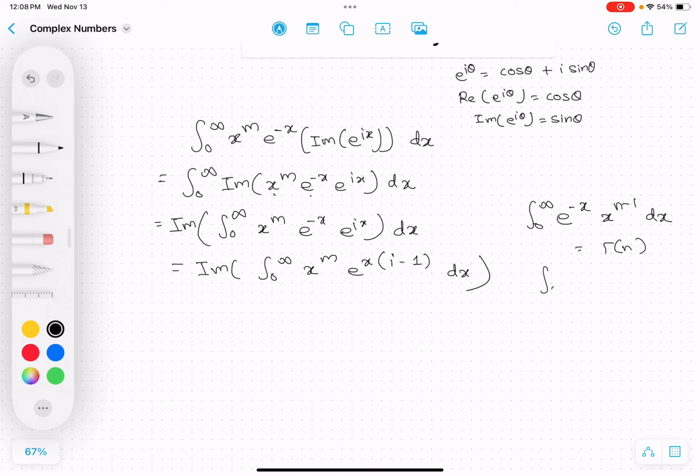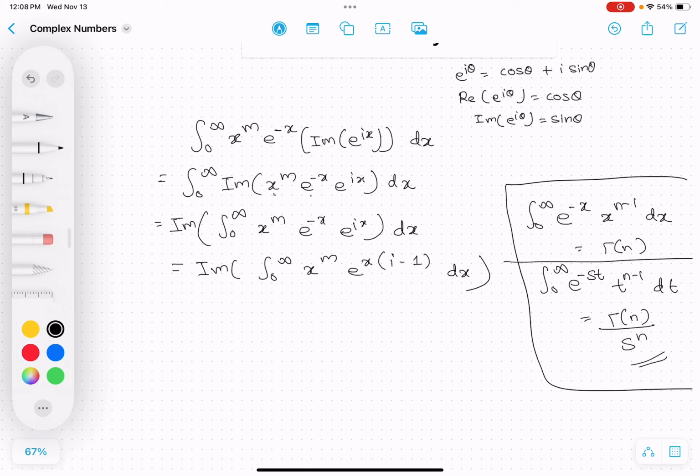But if there was, let's say, some number, e to the power minus st times t to the power n minus 1 dt, in this case, you can substitute x as st, right? And then again get this integral. So if you do that, you will get the answer as gamma of n by s to the power n. So you can just try this on your own. This is a standard gamma integral, and you can make a substitution to get this answer.